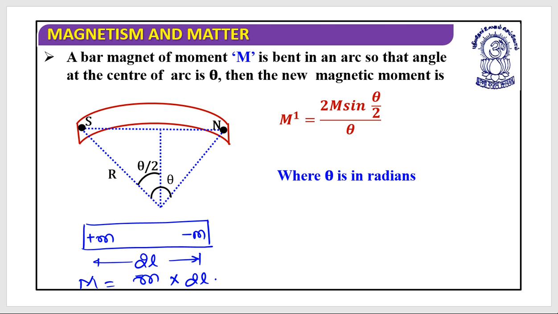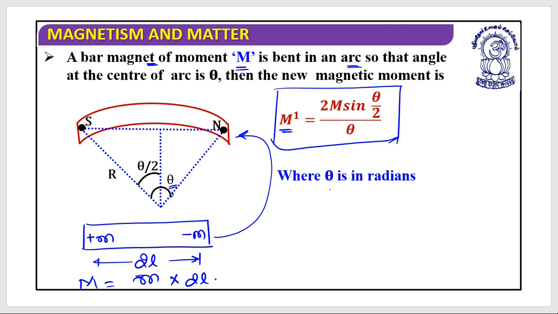So if a bar magnet of moment m is bent into an arc, so that the angle at the center of the arc is theta, then the new magnetic moment can be written as m dash, which is equal to 2m sin theta by 2 divided by theta, where theta is in radians. So is it clear?